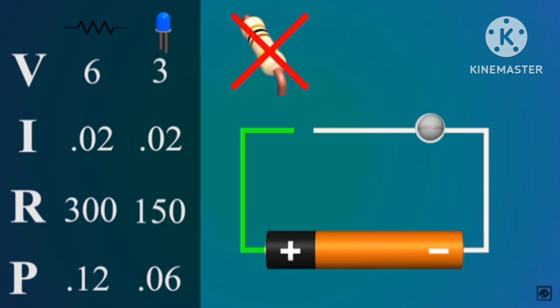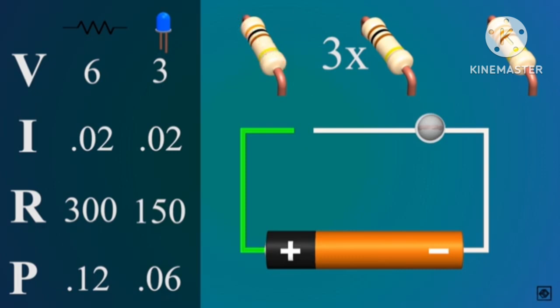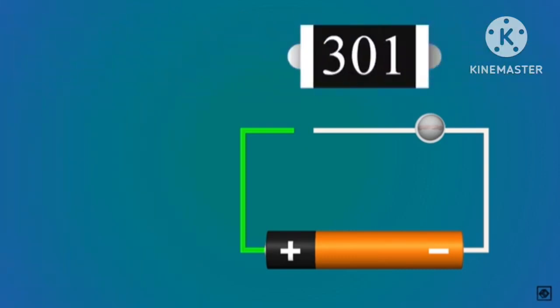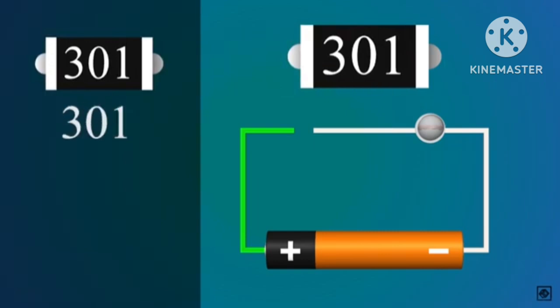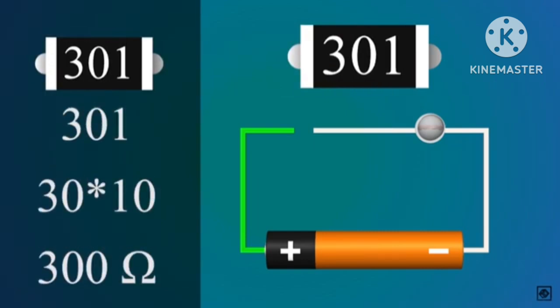Let's say we don't have a 300 ohm resistor. Hence, we can use 3 100 ohm resistors in series, or we can select a higher resistor value of 330 ohm, which is available. Also, we can use an SMD resistor with code 301. The code 301 means 300 ohms.